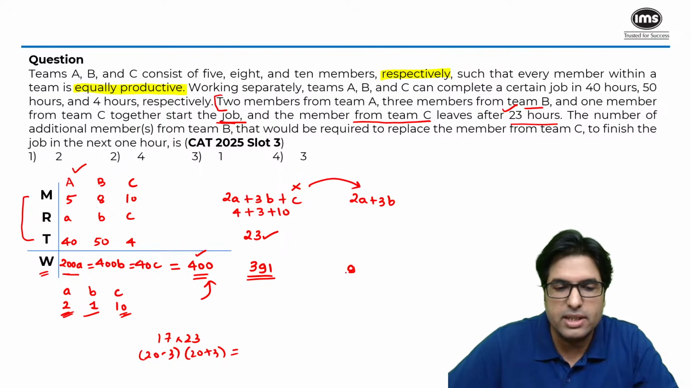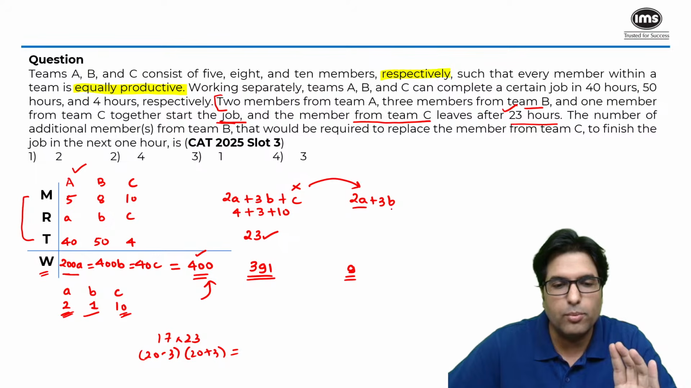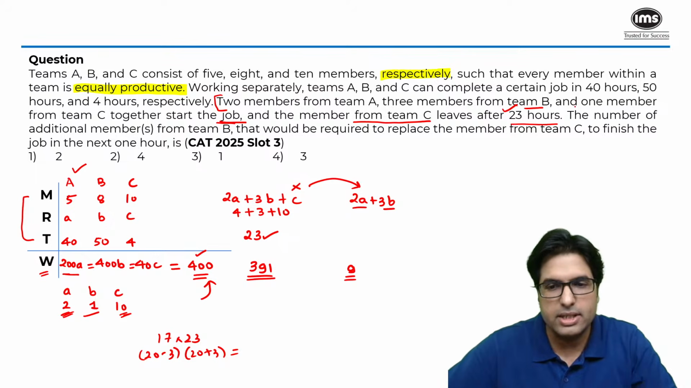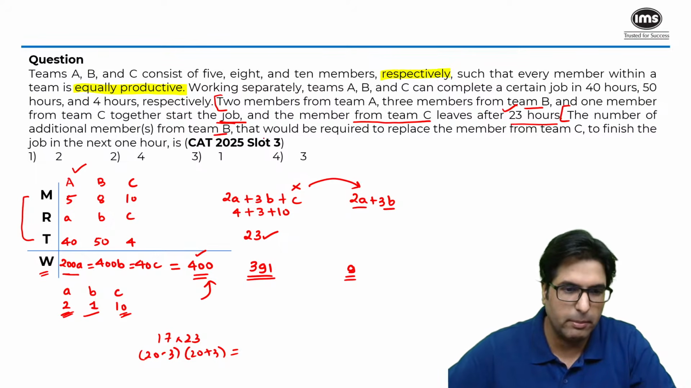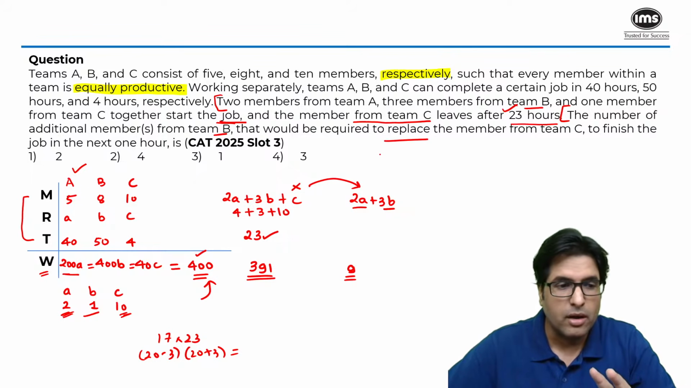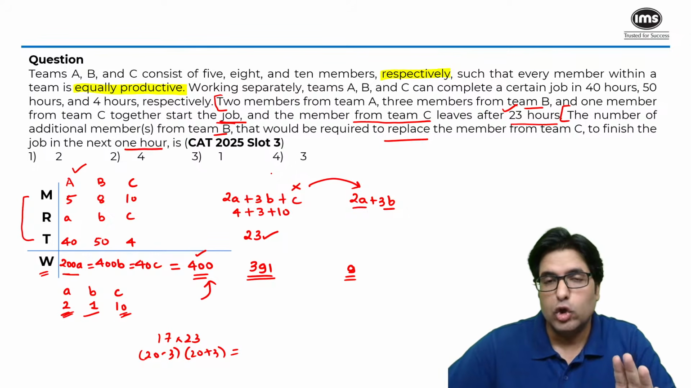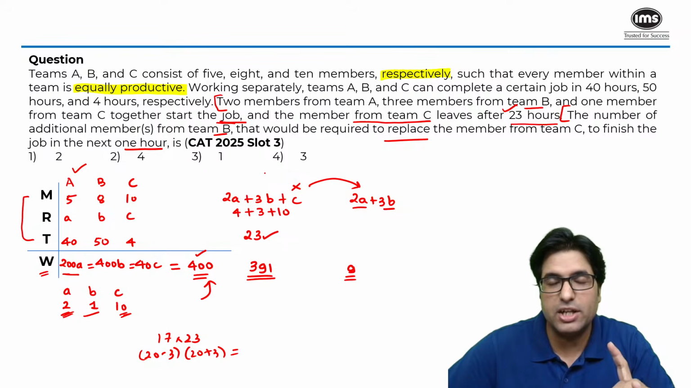What is left is 9 units of work. Just 9 units of work is left. We already have the group 2A plus 3B. Now they are saying the number of additional members from team B that would be required to replace the member from team C to finish the job in the next 1 hour. So we want this job to be finished in the next 1 hour. What will these people do in the next 1 hour? Let's try and find that out.